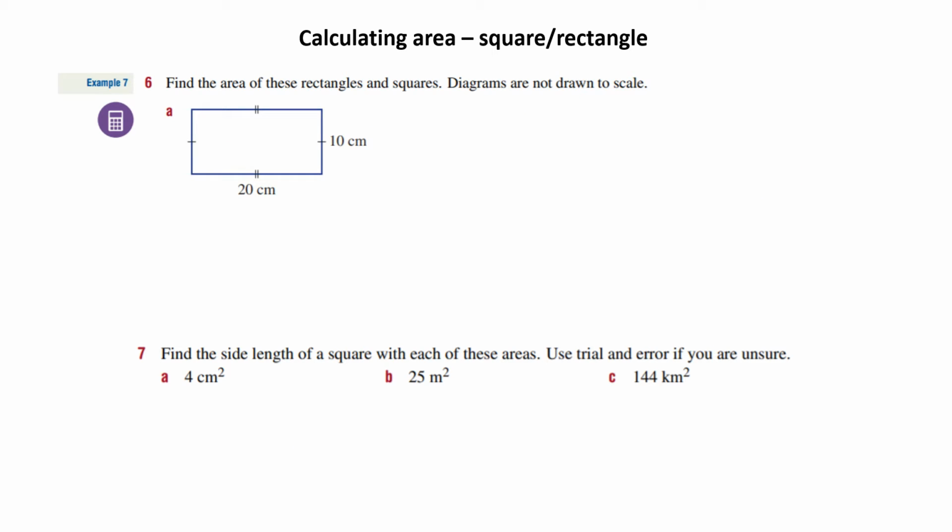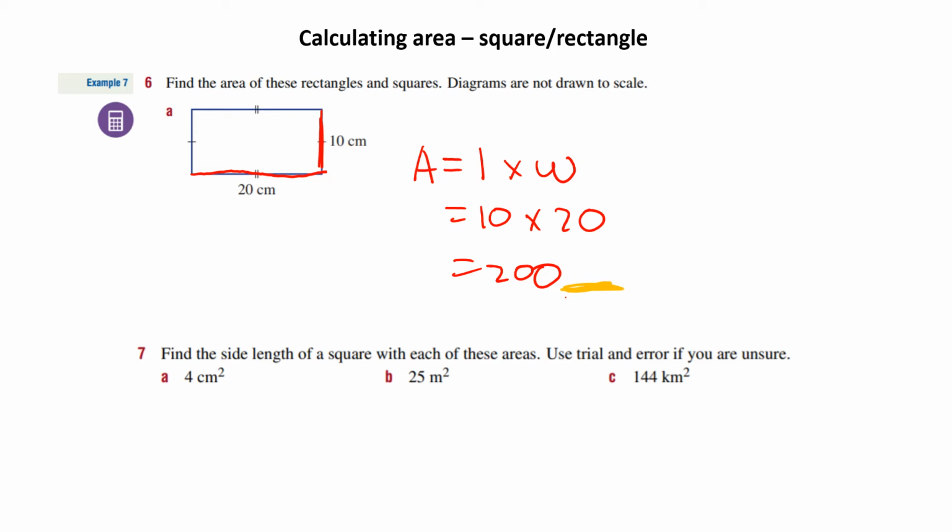Right, so let's have a look at this. Find the area of these rectangles and squares. Diagrams are not to scale. My width is 10 and my length is 20. So if you remember, A equals length times width. It's going to be 10 times 20, which is 200. Something I hope you picked up is that I'm missing my units here. My units are centimeters, so my units are going to be centimeters squared.